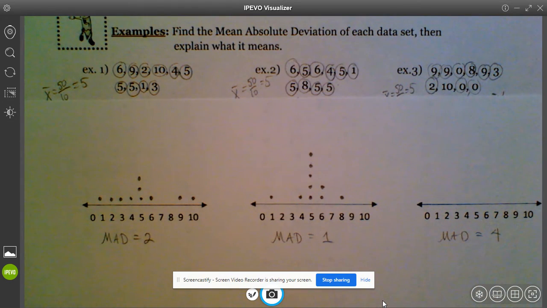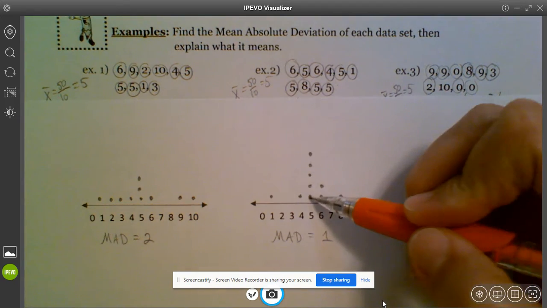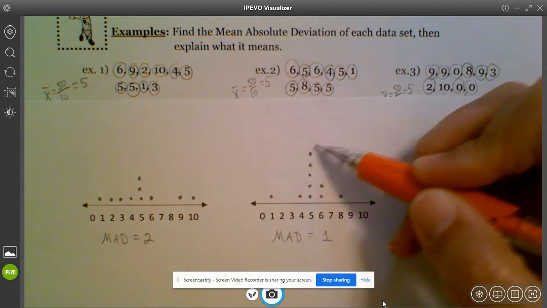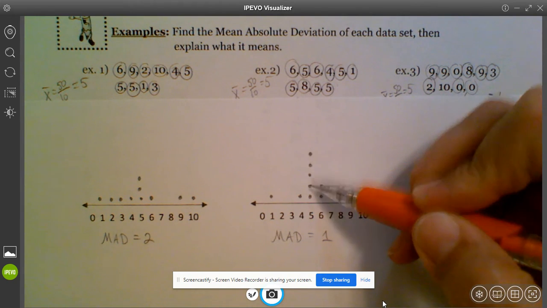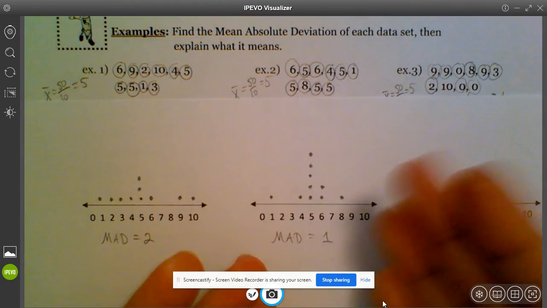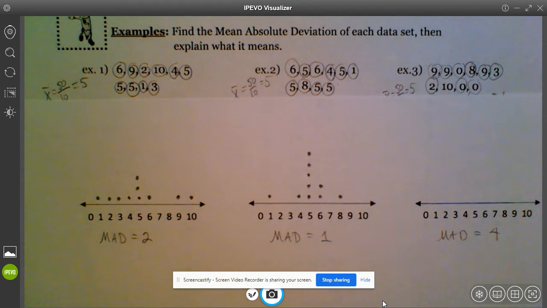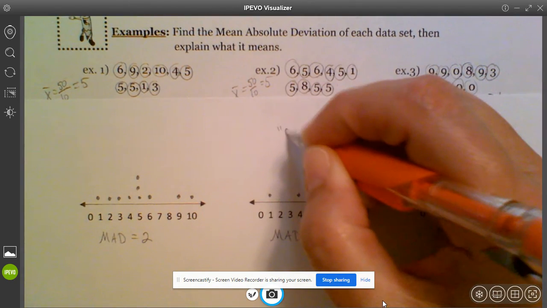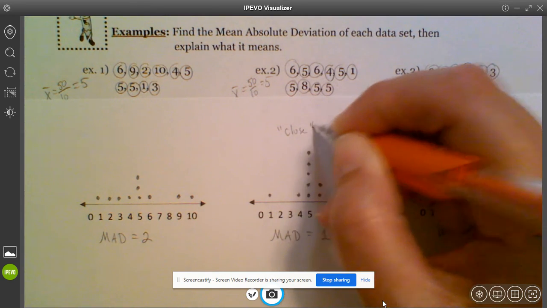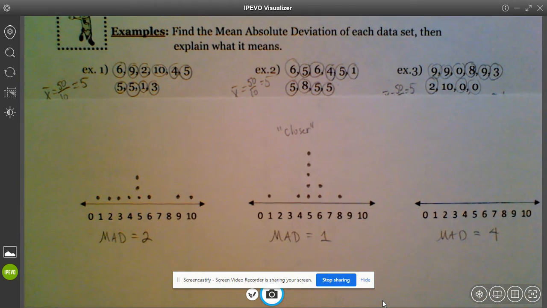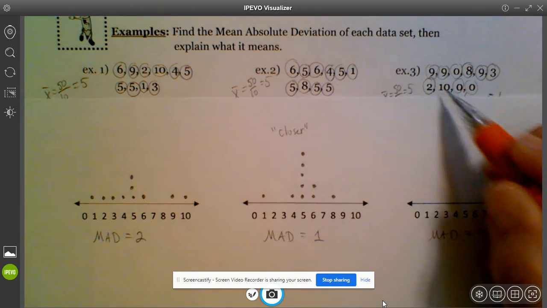But I also notice that I've got several of the elements in this set that are 5. So it looks like the numbers are closer together. So these numbers are closer. And notice the mean absolute deviation is smaller. All right, so let's look at this last one.